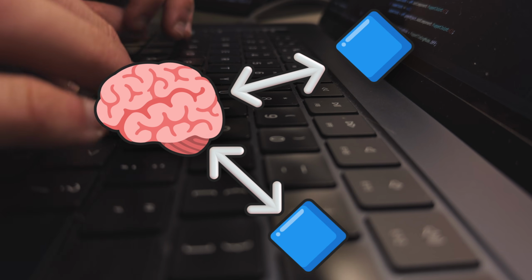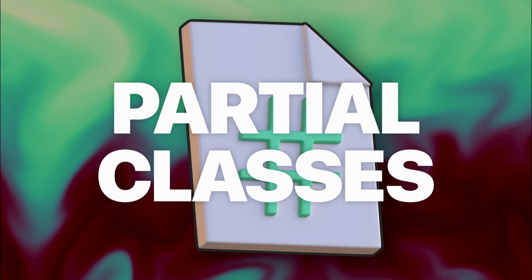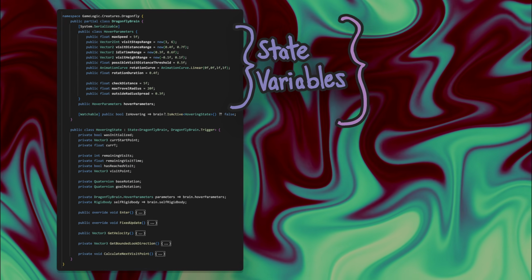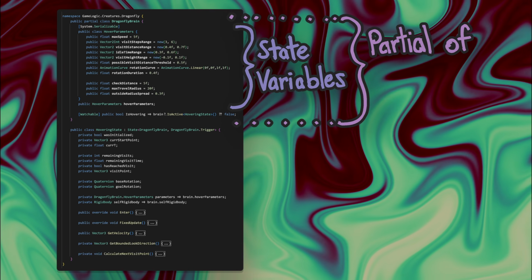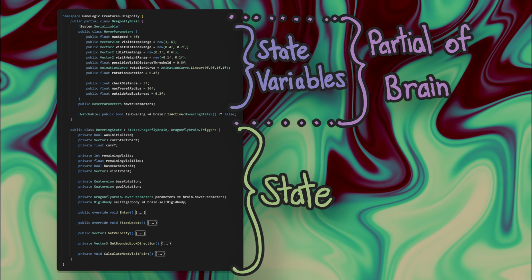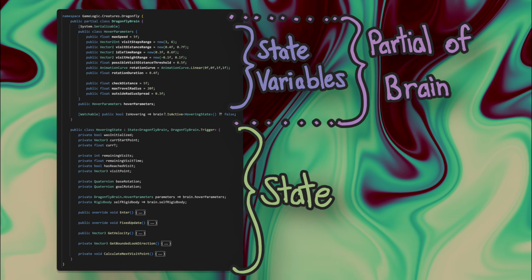My new approach uses partial classes, which allow you to define a class across multiple files. For each state's file, we'll add a partial class to store all of the variables specific to that state. Besides the shared variables, I can see all the fields I should work with.